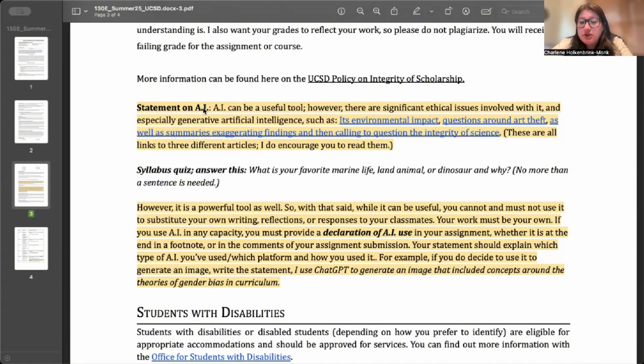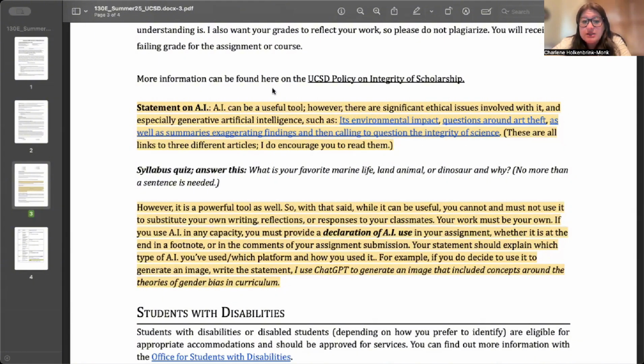So I have links here for you in the syllabus that you can find. You should be able to click on them in the Canvas class syllabus link in the page navigation. There are some questions around its environmental impact. So, for example, ChatGPT, every request uses about the equivalent of a water bottle. So if you have asked it 20 questions, for example, then that's the equivalent of 20 16-ounce water bottles. There's some questions around it stealing art, and not just art, other things as well.